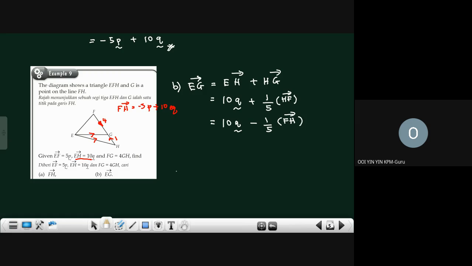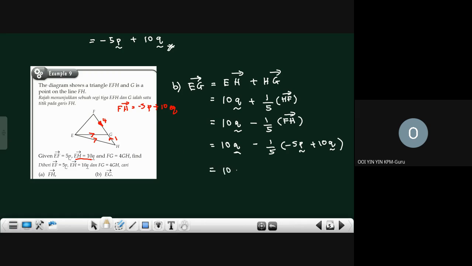We don't follow the direction of FH. HG is in the opposite direction to FH, so we have to put a negative here. That's why we change here to negative. And now put in your 1 over 5. Put in your FH, which is negative 5p plus 10q. Okay, so solve this, simplify it.